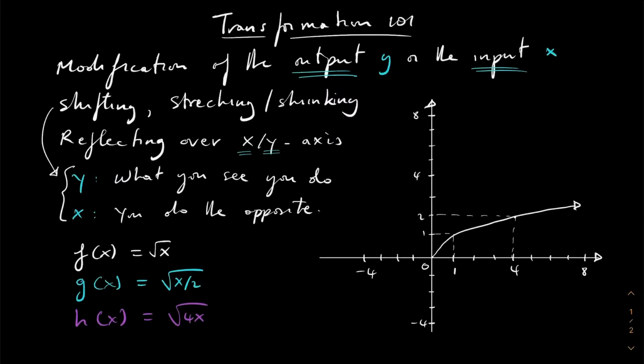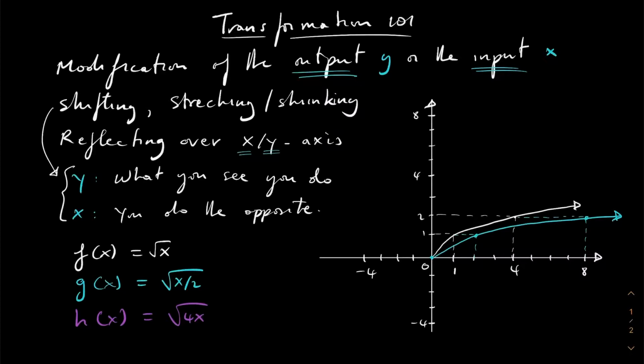And therefore, the point of coordinate 0, 0 is going to stay at 0, 0. The point of coordinate 1, 1 is going to become the point of coordinate 2, 1. And the point of coordinate 4, 2 is going to become the point of coordinate 8, 2. With that, you can connect them together and you get a graph of g of x.